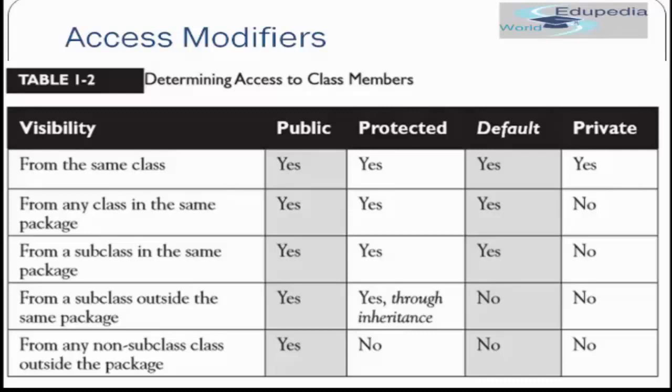Fine, let's come to protected now. Protected has the same rules as we applied to default plus the additional rule, that is from a subclass outside the package. So you can see from a subclass that is outside a package, it is available through inheritance. Fine, so I hope it is quite clear, and we'll also be doing an example to make it more clear.